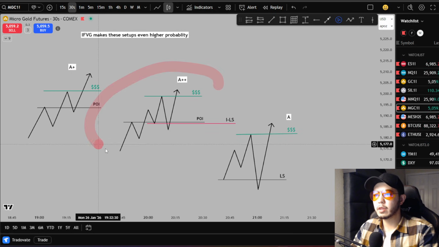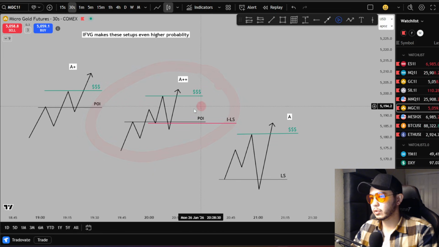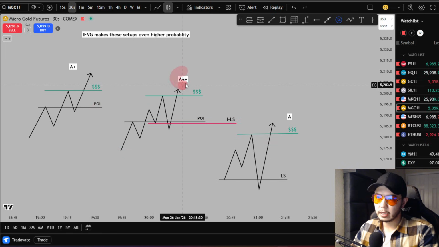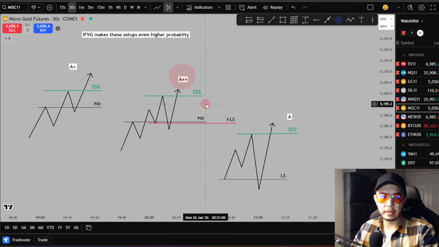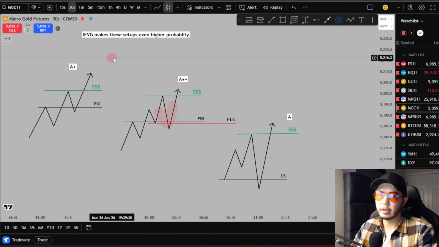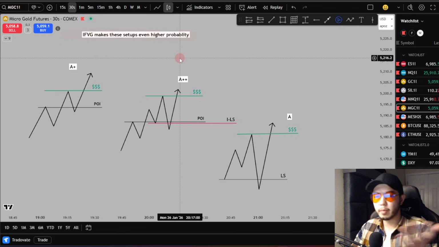However, this is the one that I got a lot of questions on, and people don't know how to deal with this type of setup. And this, in my opinion, is an A++ setup. It's the best possible setup. I don't even remember when was the last time I took one of these trades and it failed, because it almost works every single time. I'll show you. And of course, inverse fair value gap makes all of these setups a higher probability.